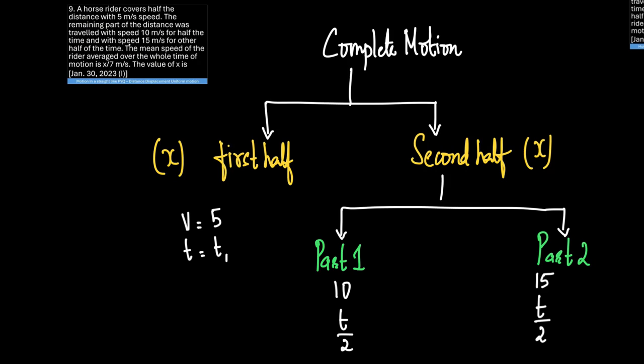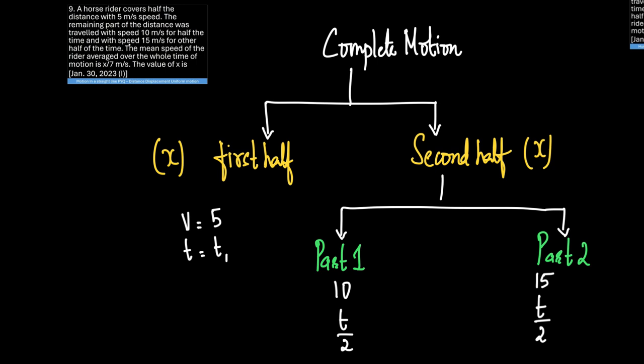So we'll try to understand this question by dividing this complete motion into two halves, both halves covering equal distance x. The first half is covered in an unknown time t, which we'll assume to be t1, with velocity 5 meter per second, and the second half of the distance is covered in two equal time intervals. The first half of the equal time interval is covered at 10 meter per second.